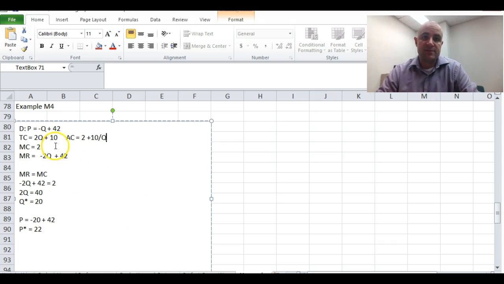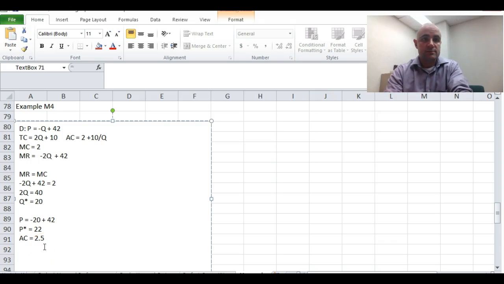And if you then plug your quantity in here, you will have 2 plus 10 over 20. And so your average cost is 2.5. Right? And so that is your average cost at the profit maximizing output level.